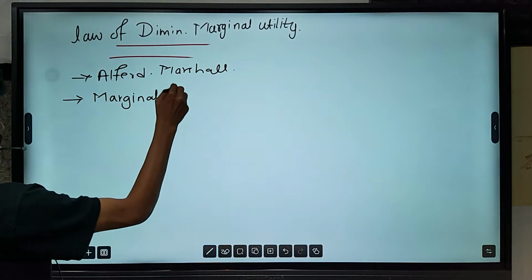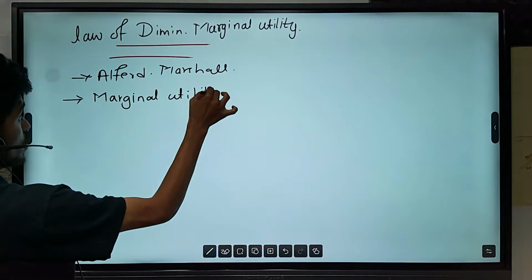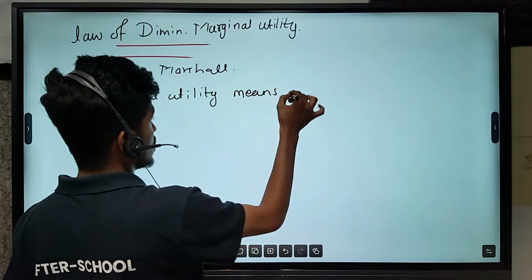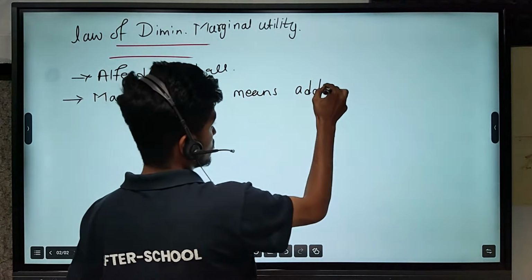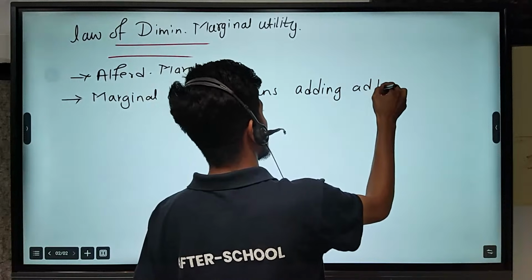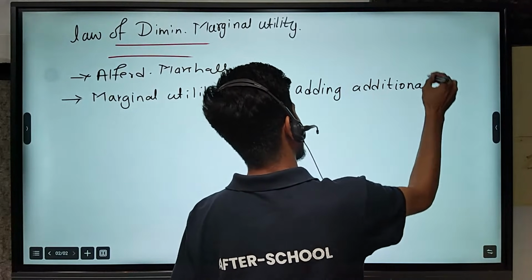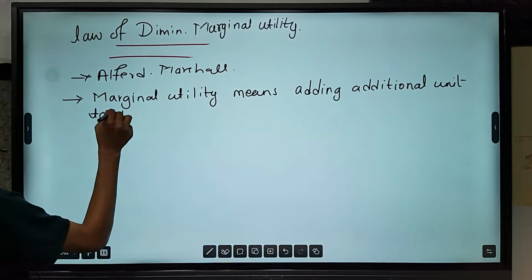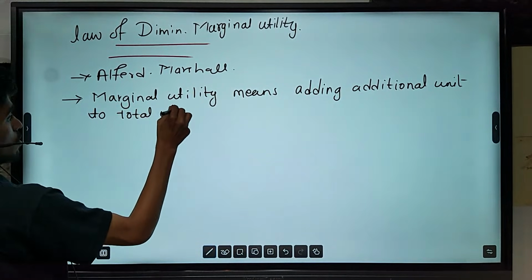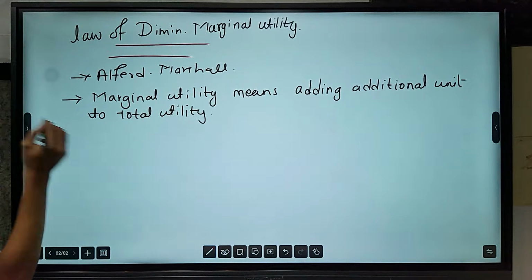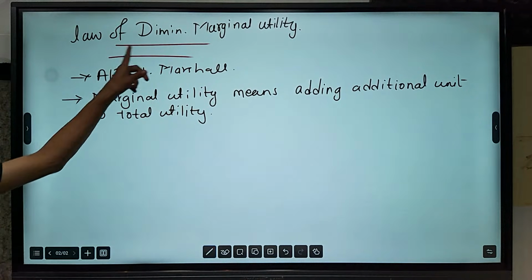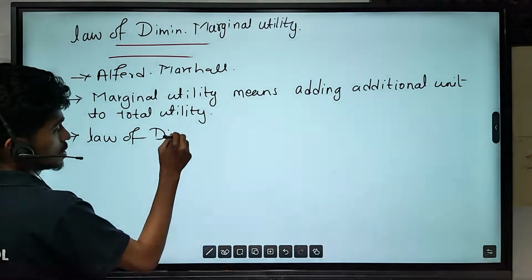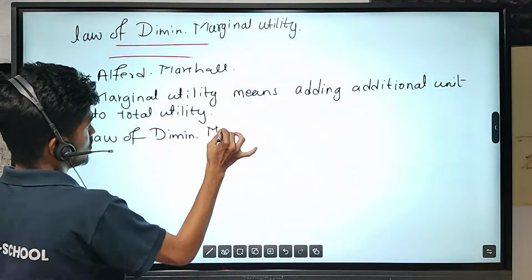marginal utility. You have to write the meaning of marginal utility. Marginal utility means adding an additional unit to our total utility. You have to write it like this. Then what is the third point you're going to write? You have to write the meaning of law of diminishing marginal utility. I'm writing the short form, write the full form.